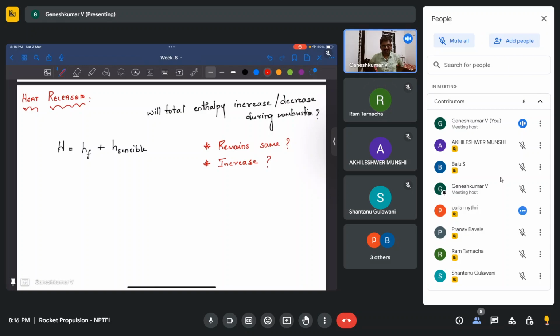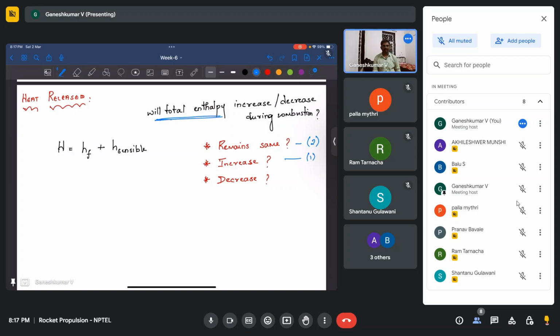Any other answers, anyone else? We have enthalpy remains constant. Okay, remains constant. We have two answers, one for increase, one for constant. Is there anyone who says decrease? All right, so it's actually a tricky question. It's about when we say total enthalpy, so that's why I rephrased the question.